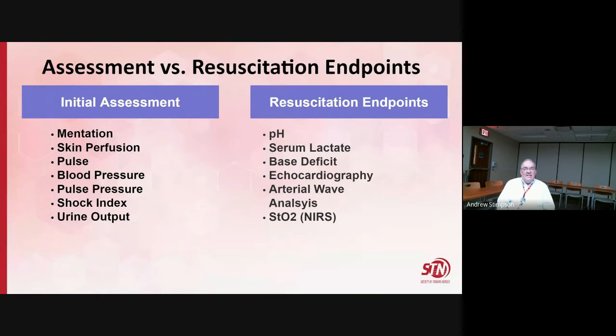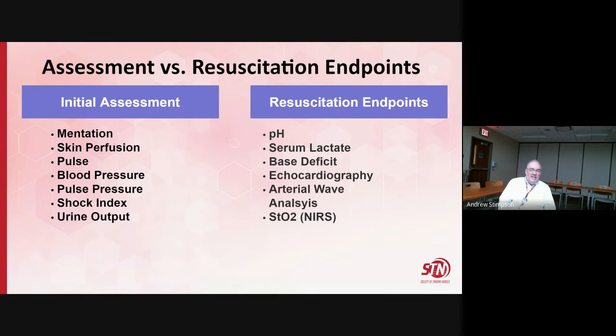So how do we initially assess the patient and then decide if we've met our resuscitative endpoint? So earlier on, and we've been talking about this, mentation, are they anxious or are they becoming obtunded? Skin perfusion, are they pale, cool, and diaphoretic? Pulse and pulse quality, blood pressure, pulse pressure, shock index, urine output. All of those are kind of initial assessments of how the patient's doing.